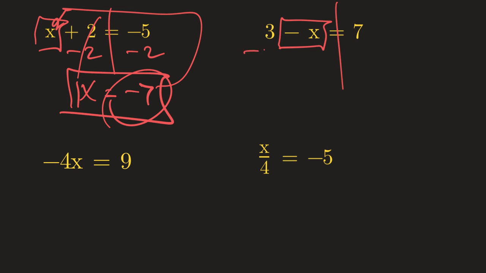Beautiful. We're going to need to get rid of that 3. So if we subtract 3 on the left side, we've got to subtract 3 on the right side. We have to balance the equation. The 3's are gone. Negative x has been isolated. 7 minus 3, 4.